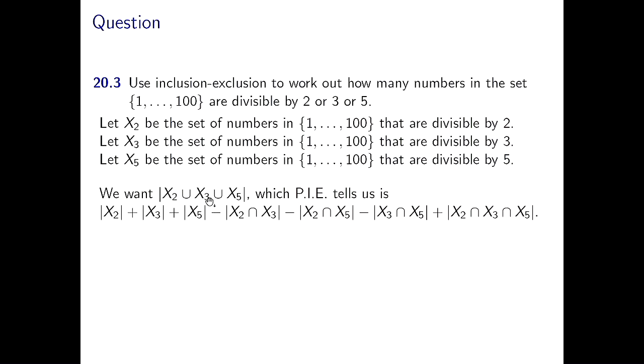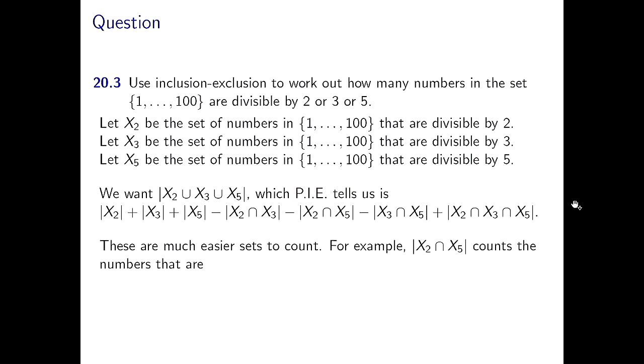And it tells me this: add the sizes of the sets, subtract the 2-way intersection sizes, add the 3-way intersection size. And now, I told you how to count x2, x3, x5. These ones are not so hard to count either, because x2 intersect x3 is counting the numbers that are divisible by 6. This is counting the numbers that are divisible by 10. This is counting the numbers that are divisible by 15.